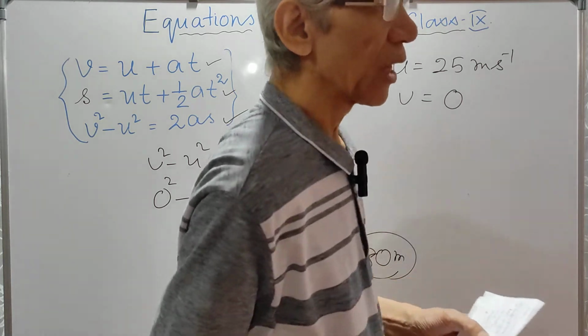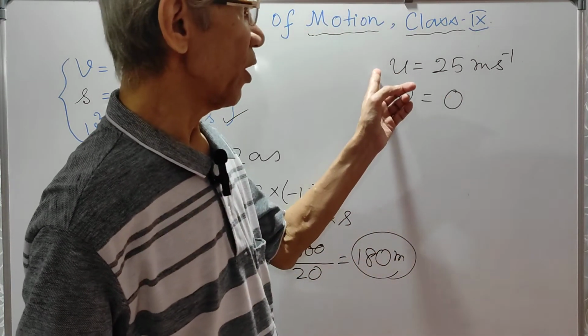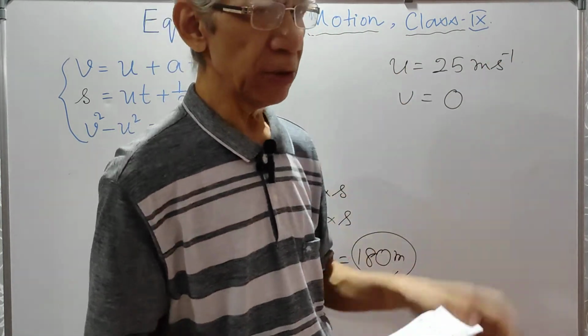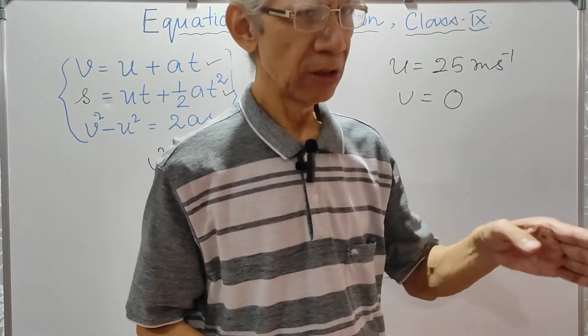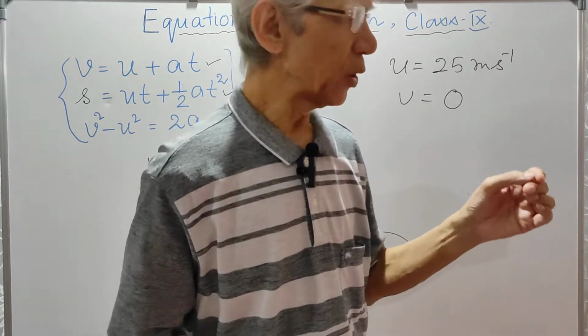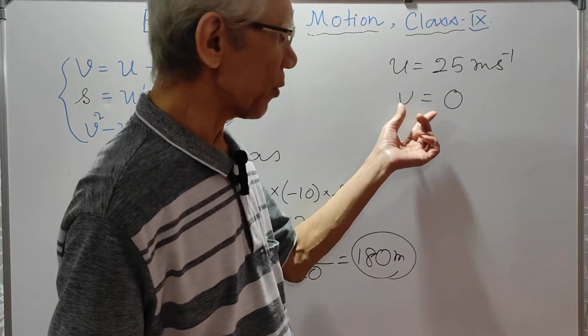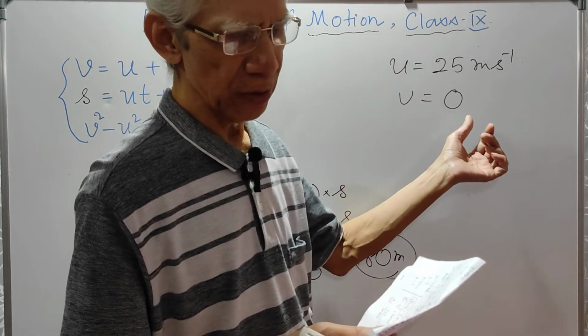So you see, the body is moving with uniform velocity 25 meter per second. That is u. Then due to application of some opposing force on the body, opposing force like brakes, it slows down and finally stops. That means v equal to 0. All right.